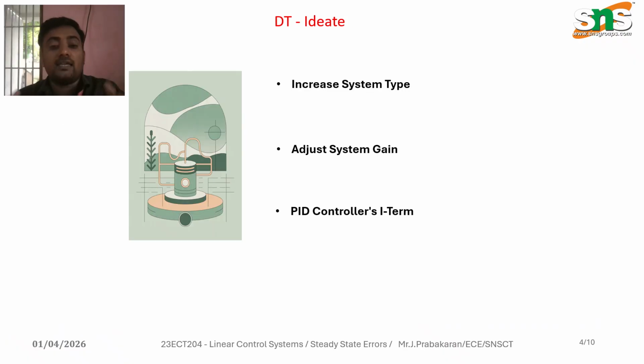And next, let us see how we can reduce steady state error. Here, there are three main methods. First, increase system type, which means by adding integrators, we improve tracking accuracy. The second thing is adjust system gain. Increasing gain improves error constants like Kp, Kv, Ka. And the third thing is use integral control in a PID controller. The integral term accumulates past errors and helps eliminate steady state error. So these techniques help us design more accurate systems.